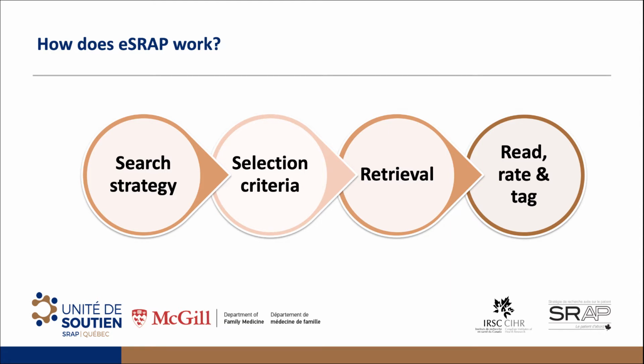So how does eSRAP work? First, the search strategy is developed by a librarian and a subject expert who will act as a community editor. The selection criteria is determined by the subject expert and validated with community members. Then the records or research abstracts are retrieved from a bibliographic database and automatically populate eSRAP. Finally, the community members will read, rate, and tag research abstracts.